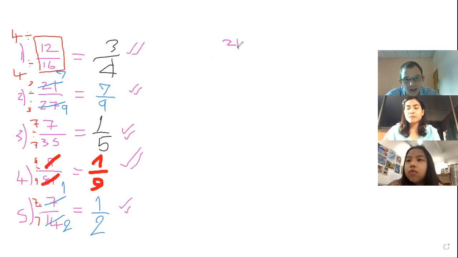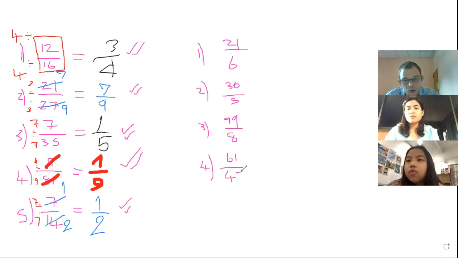What about 21/6? How do we simplify that? 36/5. 99/8. 61/42. And the last one, 72/11. Let's see, how will we simplify these ones?